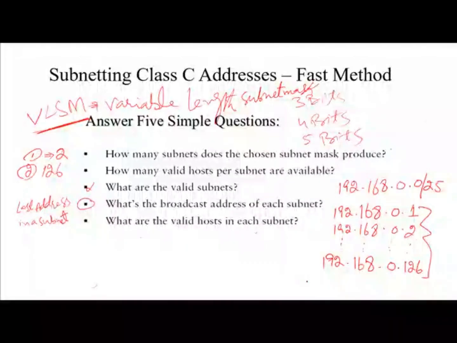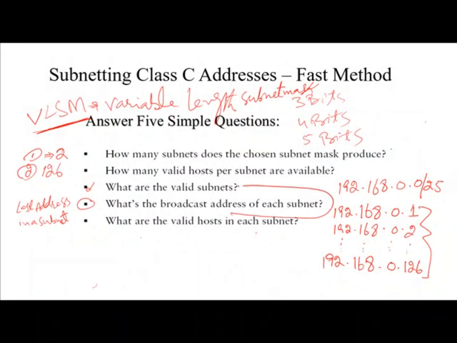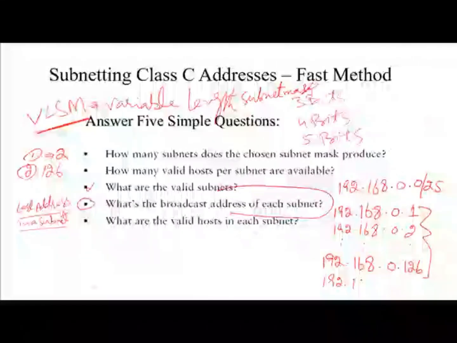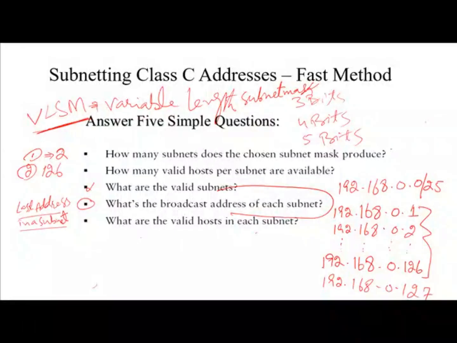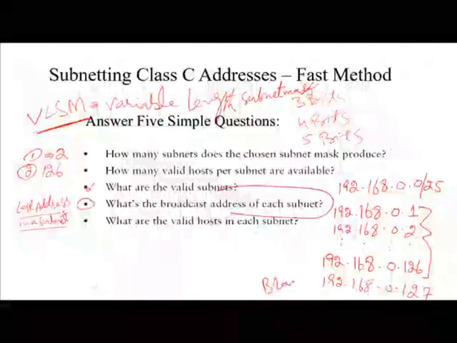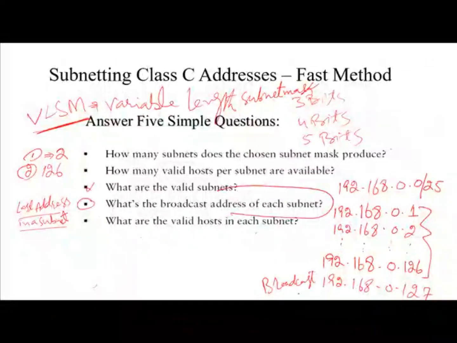And now comes this question: what's the broadcast address? As I said, the last address in a subnet. So the last address in this subnet is 192.168.0.127. This is the broadcast for the first subnet, and this is our first subnet.